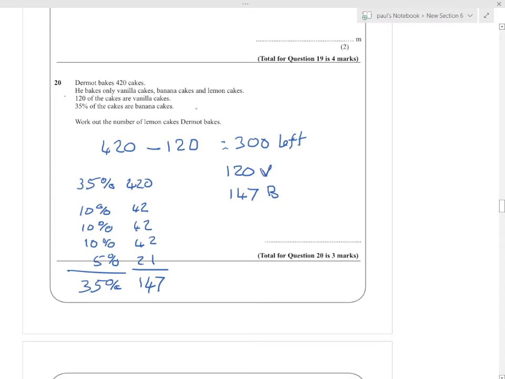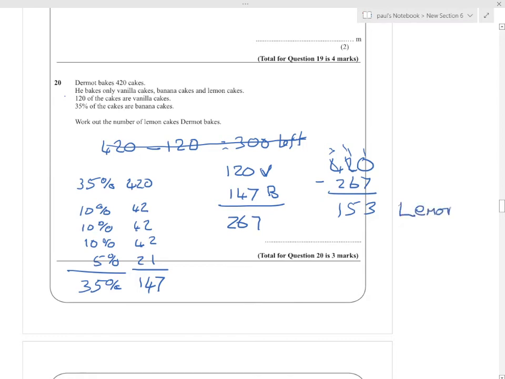We want to know how many of the lemon one. So add these two up. 762. And we've got 420, or we don't need that. 420 minus 267, which is 153, I think. 153 lemon cakes. Didn't need that first bit.